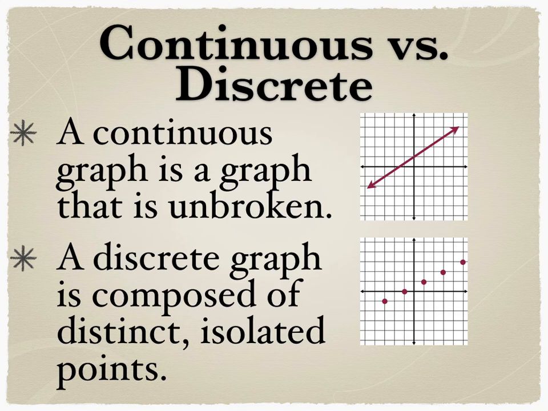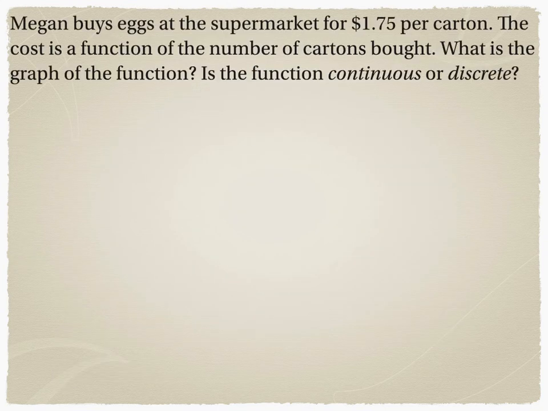So let's talk about a situation where discrete might make more sense than a continuous graph. It says Megan buys eggs at the supermarket for $1.75 per carton. The cost is a function of the number of cartons bought. What is the graph of the function? Is the function continuous or discrete?